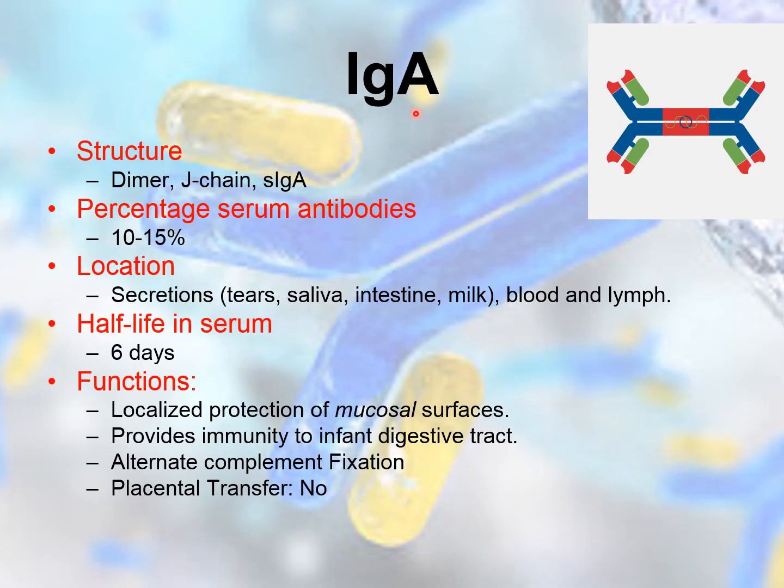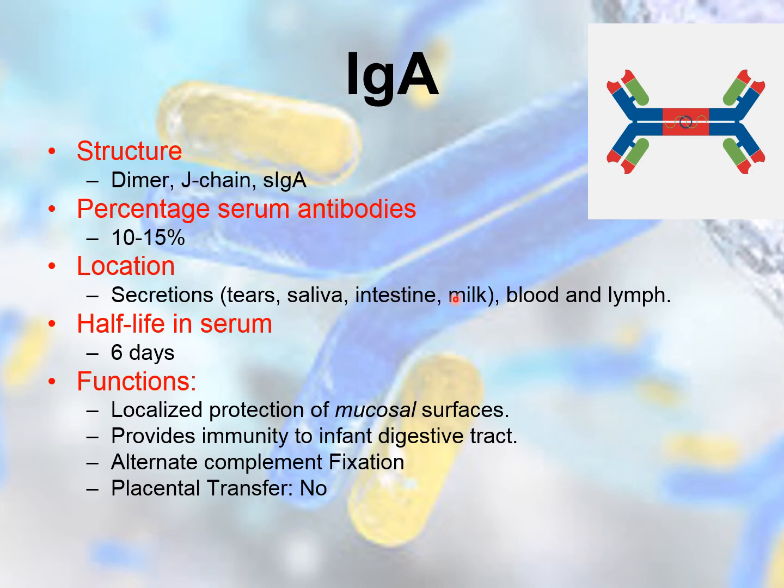IgA is composed of alpha heavy chain, and when we look at the structure, they are composed of a dimer, that is, it has two monomers of IgA joined together by a J chain. So this IgA can also be present in the form of a secretory protein, so they are called SIgA or secretory IgA. So this IgA contributes towards 10 to 15% of the total serum antibodies, which may be present in secretions such as tears, saliva, intestine, and milk.